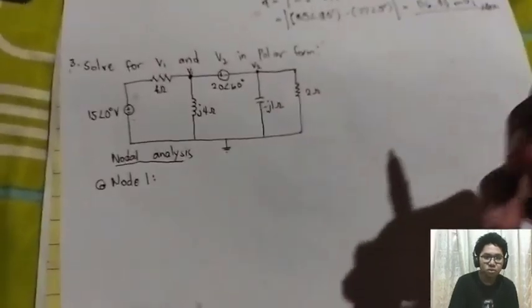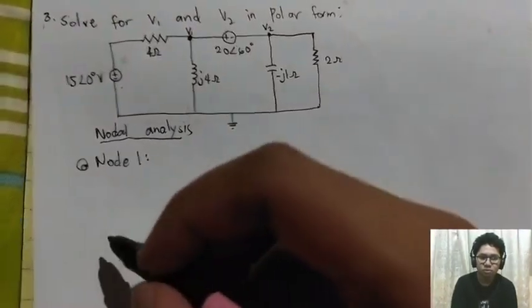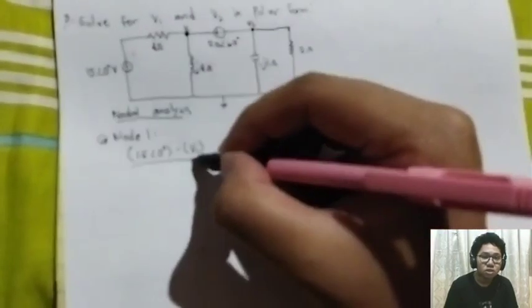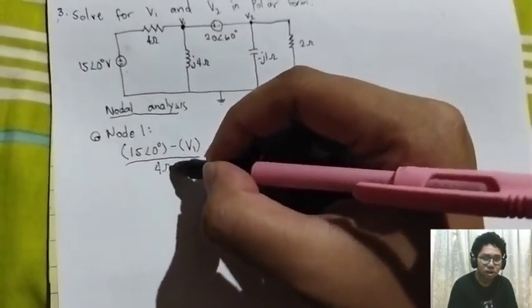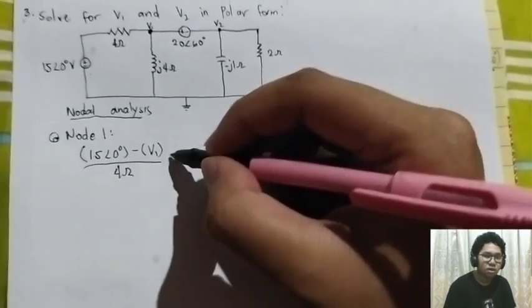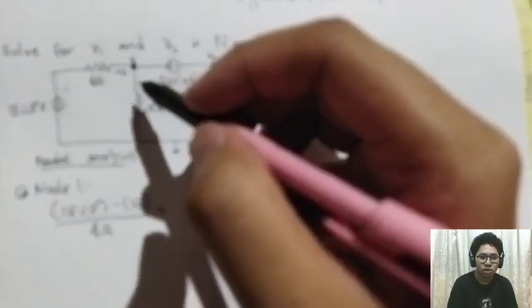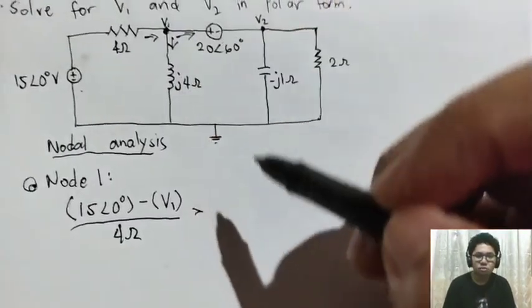So in nodal analysis, we will use KCL. So for node 1 or V1, we will get the currents entering and leaving from the node. So the current entering is from the voltage source, that is 15 with an angle of 0 volts, then minus the V1 divided by 4 ohms. So we can see that is just equal to the current entering the node V1.